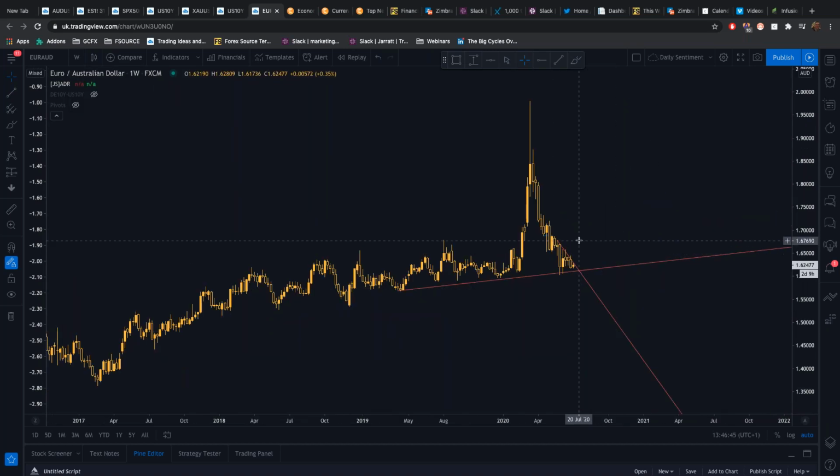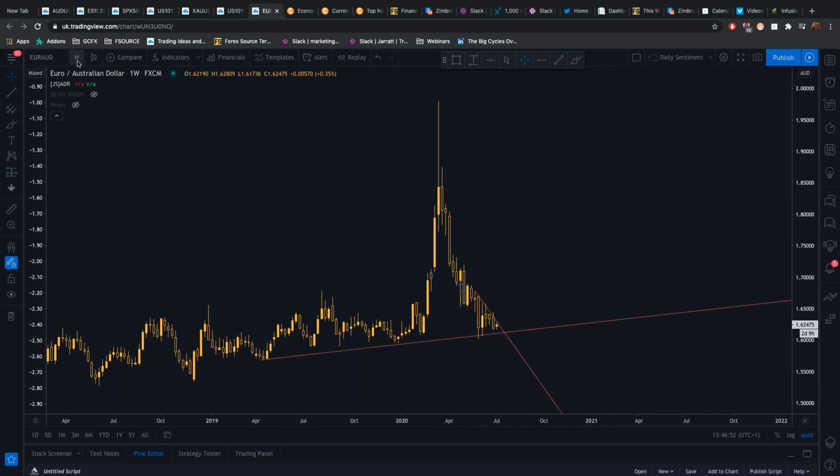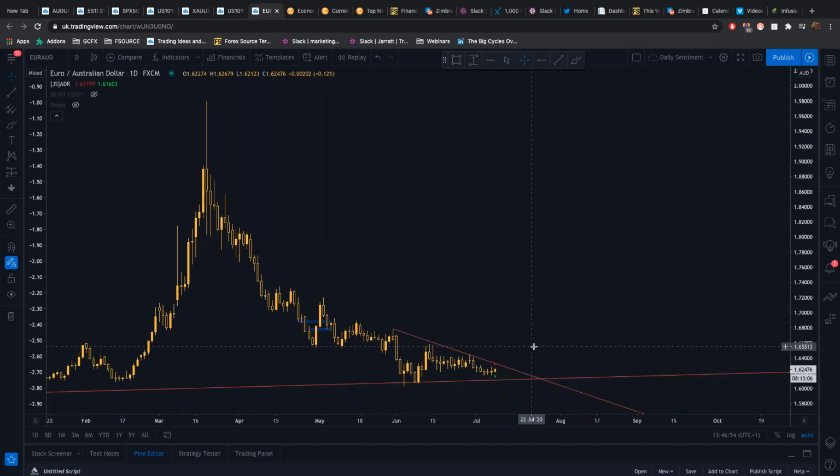Any obvious targets? The obvious target would be back up towards this 1.700 region. Although I'd be inclined to see if you could let this run a little bit, depending on what the European Recovery Fund does.